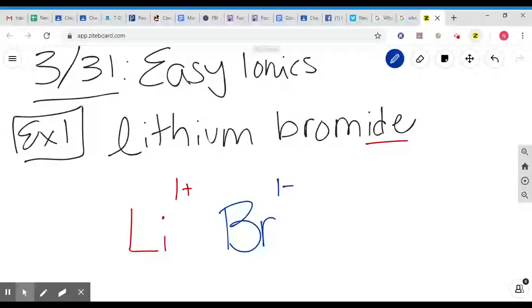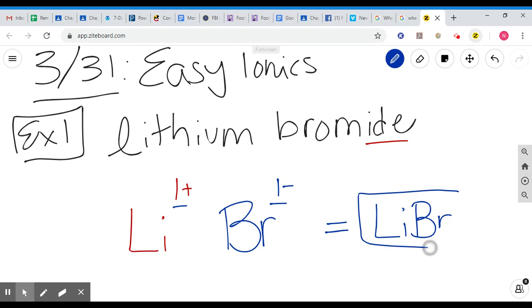Eventually, you guys are going to have these charges memorized. Okay? And then when we look at the charges, we add them up. Plus 1 minus 1 gives us a neutral charge or a zero charge. So when the charges are numerically the same, plus 1 minus 1, plus 2 minus 2, plus 3 minus 3, all you do is you drop the charges and you write the symbols together. That's all you do.